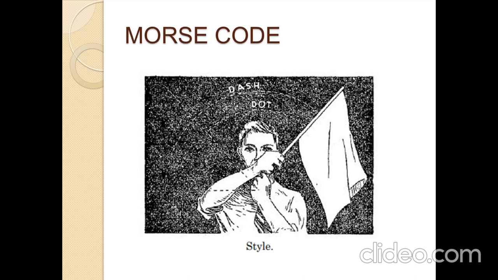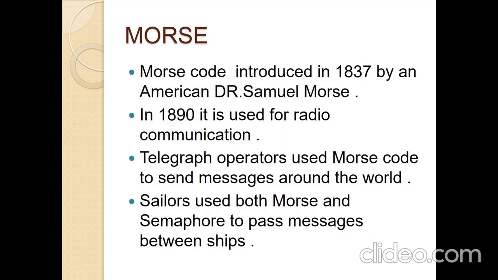The code word of the Morse is dot and dash. Morse code was introduced in 1837 by an American, Dr. Samuel Morse. In 1890, it was used for radio communication. Telegraph operators used Morse code to send messages around the world. Sailors used both Morse and semaphore to pass messages between ships.